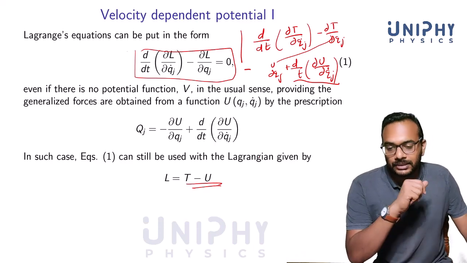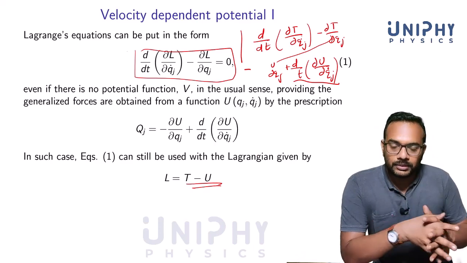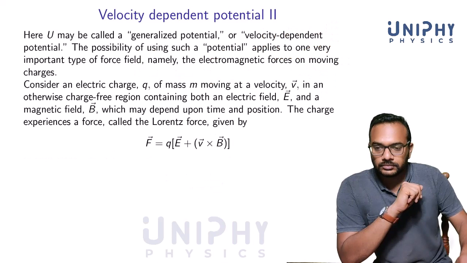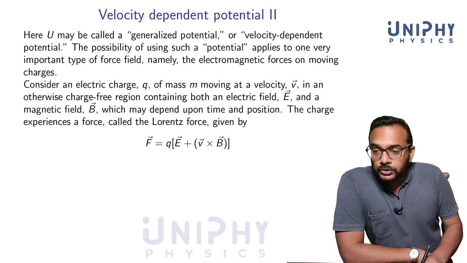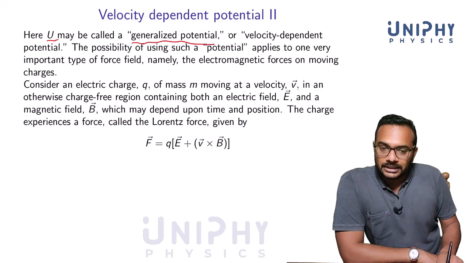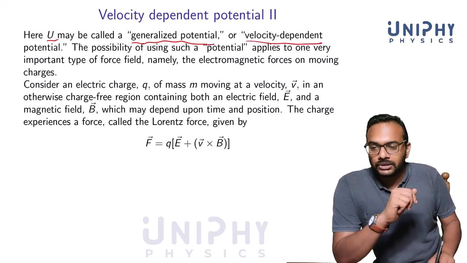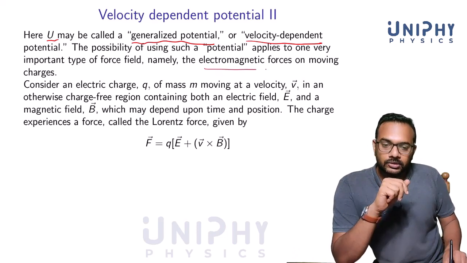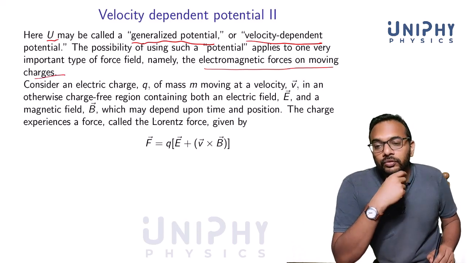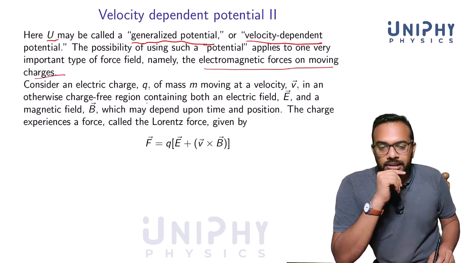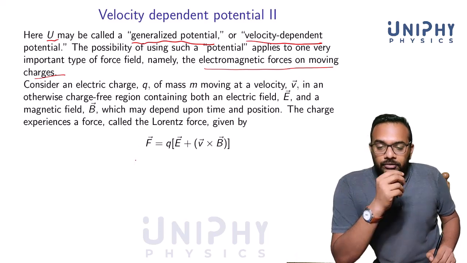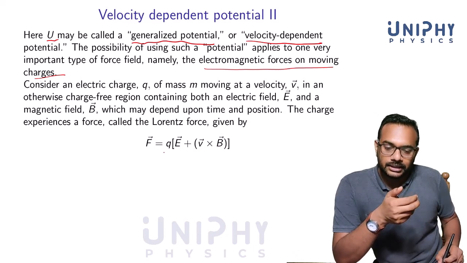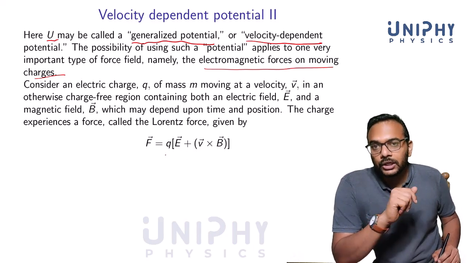So this is a very special case, and the only problem that we will be discussing in this manner is the charged particle in an electromagnetic field. This U, we may call the generalized potential, or it's usually called the velocity dependent potential. And the application, as I said, is a very important problem: the electromagnetic forces acting on moving charges. So the equation of motion, for example, for a charged particle in an electromagnetic field is given by the Lorentz force law. You can get the equation of motion from the Lorentz force law.